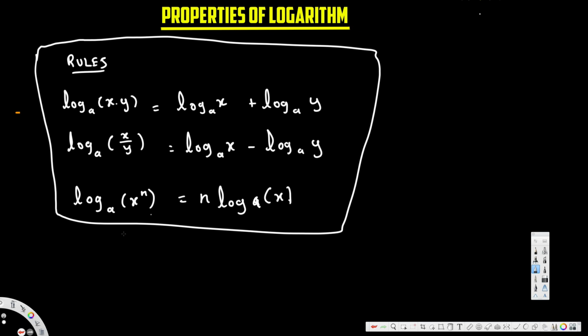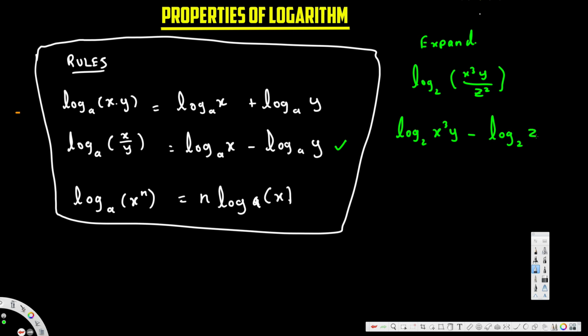Let's look at an example. Let's say we have a question, something like this. This question is asking to expand log base 2 of x cubed y over z squared. So what do you notice first? Here we have a division, right? So when we have division, we can use this rule. When we have a division, that's subtraction. So we can write this as log base 2 of x cubed y minus log base 2 of z squared.